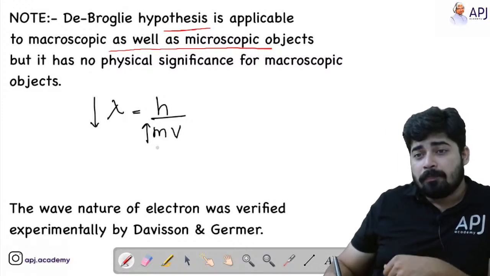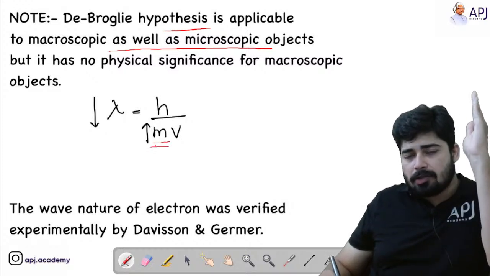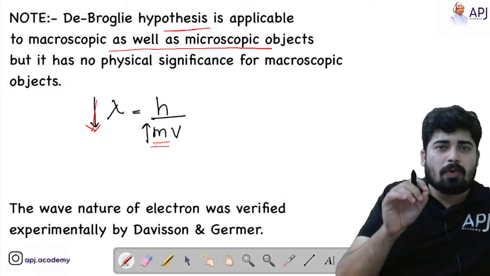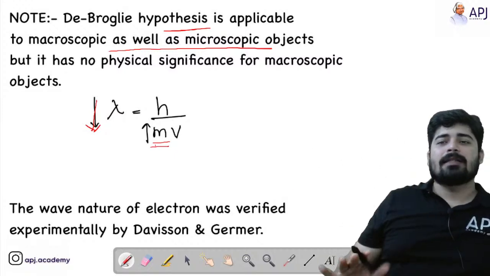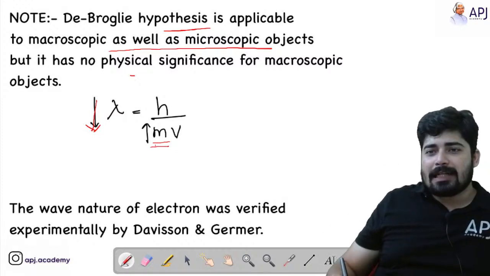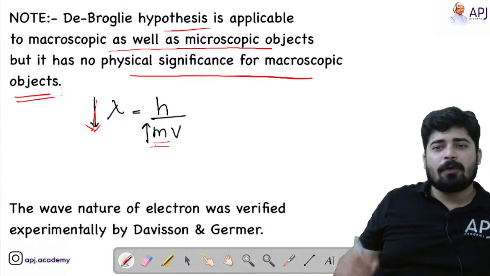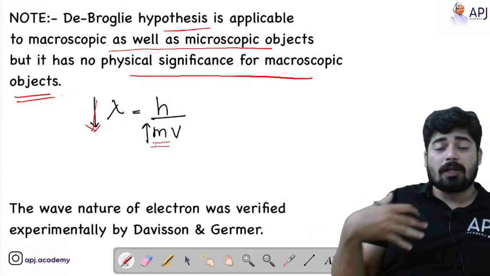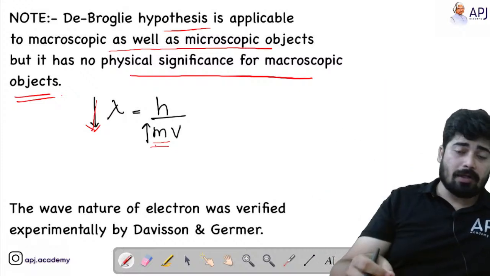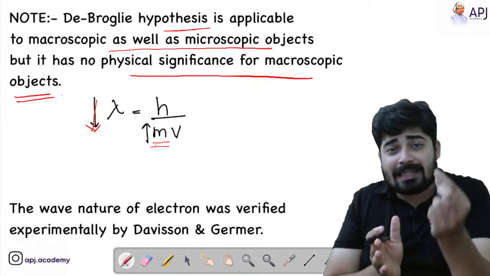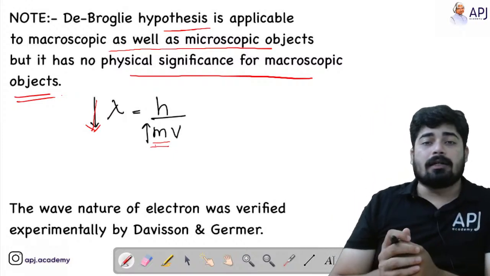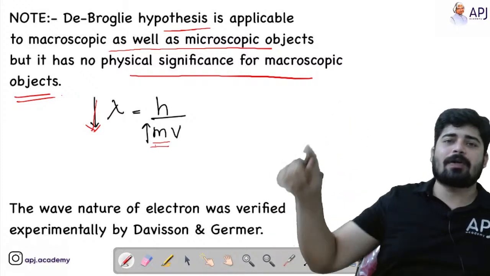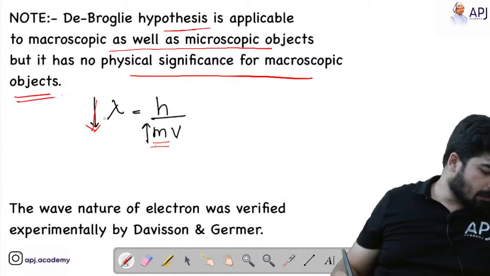So why can we not visually see the de Broglie hypothesis in macroscopic bodies? Here is the explanation. In a macroscopic body, the mass is very large. If the mass is very large, then the wavelength will be very small, so small that you cannot even see the wave nature. That's why we say there is no physical significance for macroscopic objects. For a larger mass body, the wavelength is very small, so we cannot physically see the wave nature. If the mass is small, then the wavelength is large, and we can easily identify the wave nature in that body. That's what you have to remember here.